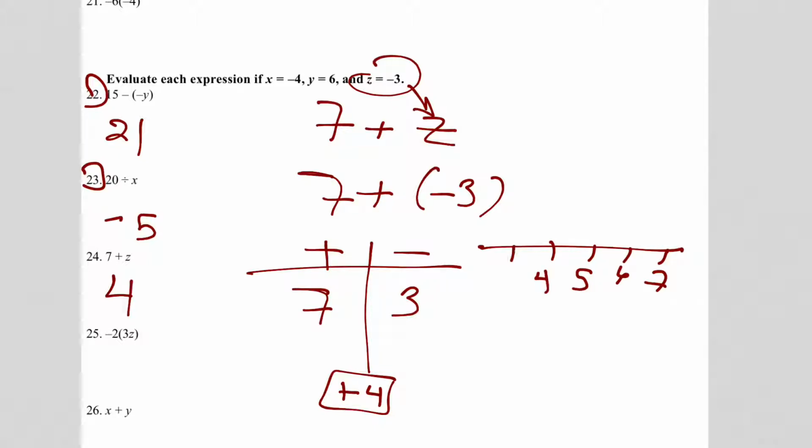Let me draw a few of these out. Alright, so the number line goes in both directions. If I start at 7 and go in the negative direction, that means to the left 3 spaces: 1, 2, 3. We end up here at positive 4. So the answer to 24 is positive 4.